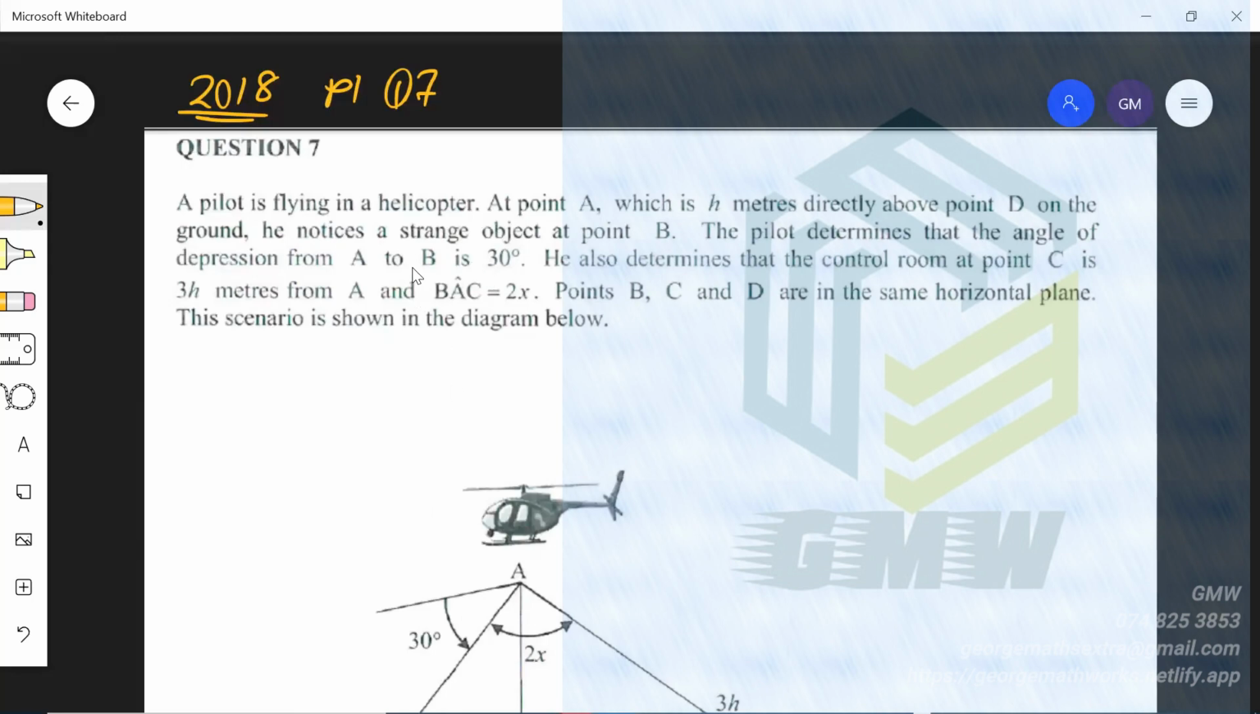Now, remember when you are looking from above at this angle, the angle of your eye and the ground will be parallel. Bear that in mind. The pilot determines that the angle of depression is 30 degrees. He also determines that the control room at point C is 3h meters from A and BAC equals 2x. Points B, C, D are in the same horizontal plane.